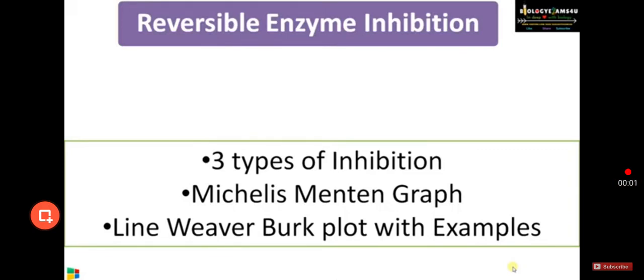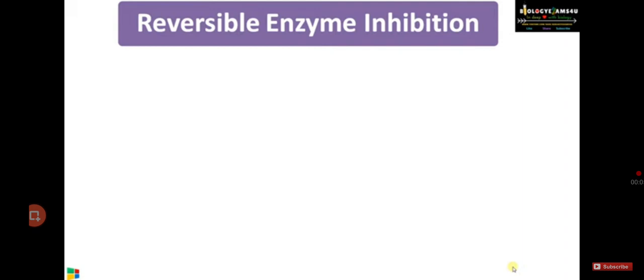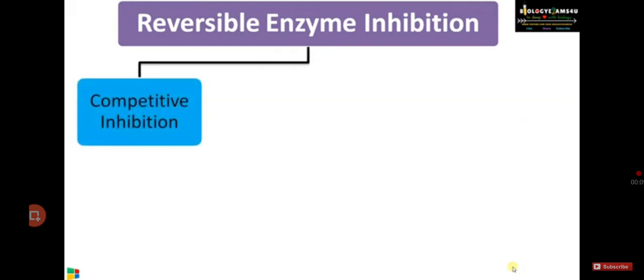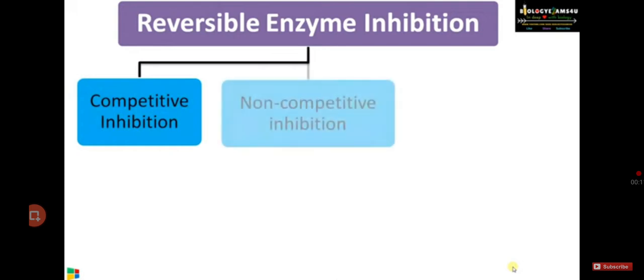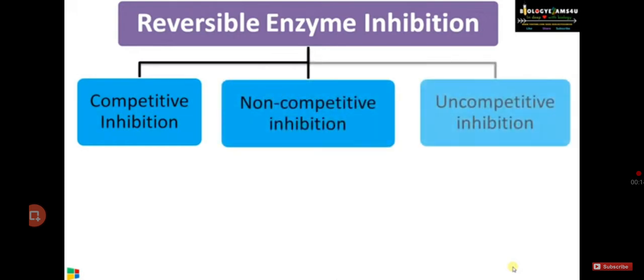and Lineweaver-Burk plot with examples of these three types. Let's begin. The three major types of reversible enzyme inhibition are competitive inhibition, non-competitive inhibition, and uncompetitive inhibition.